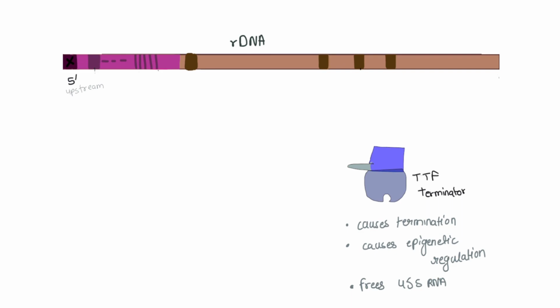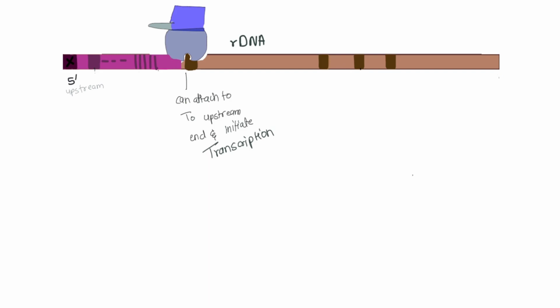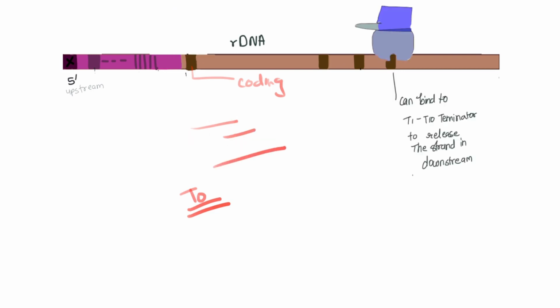If it binds near the initiator part, near the coding sequence of the initiator part, to be precise, the T0 terminator in the upstream direction, it can initiate transcription. However, if it binds on the other side, known as the T1 to T0 terminator, which is present downstream, it leads to the release of the 45S strand of RNA.